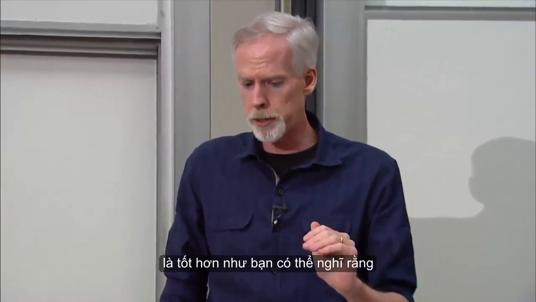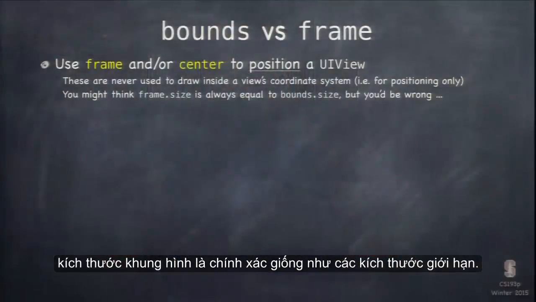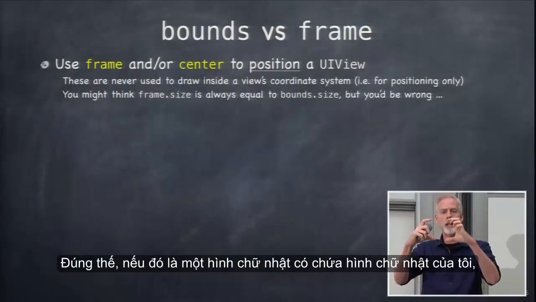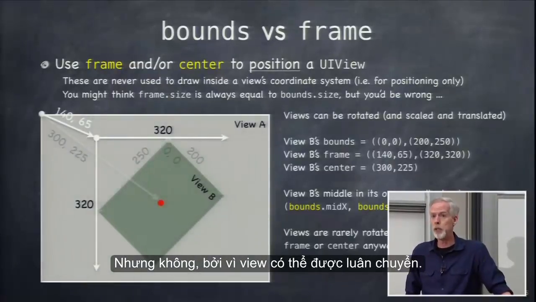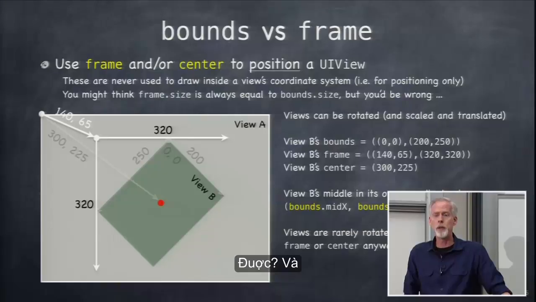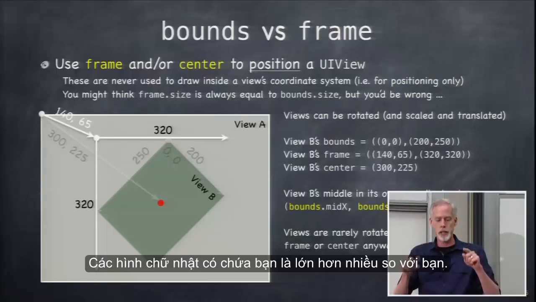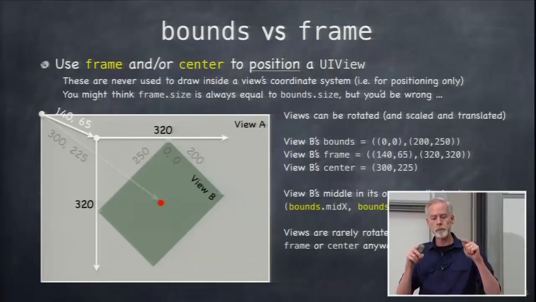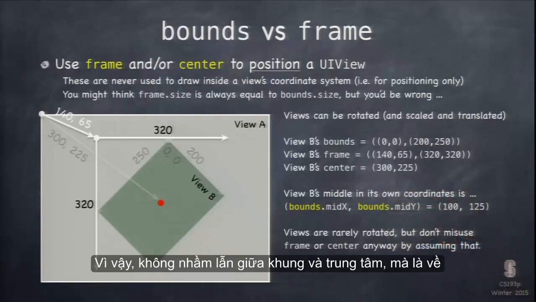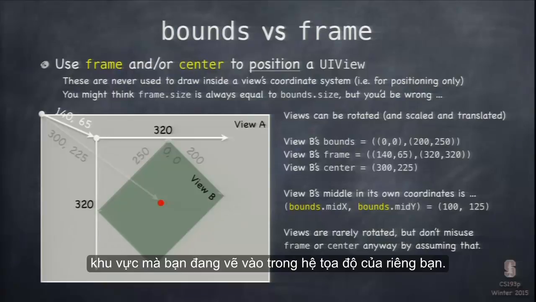To kind of give you a picture of this, it's better. You might think that the frame size is exactly the same as the bounds size. Right? If it's a rectangle that contains my rectangle, it must be exactly the same size. But no, because views can be rotated. Okay? And if you rotate your view, like this green view, look how much bigger the frame is. The rectangle that contains you is much bigger than you because you're tilted, right? Make sense? So don't confuse frame and center, which are about positioning, with bounds, which is your size, the area that you're drawing into in your own coordinate system. Okay?